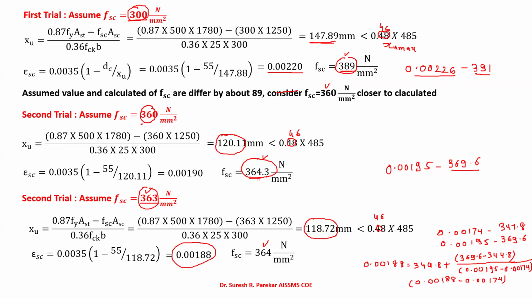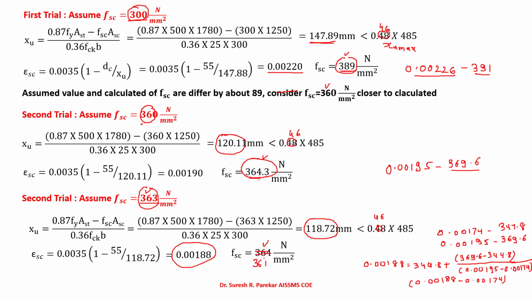So 369.6 minus 344.8, divided by 0.00195 minus 0.00174, multiplied by 0.00188 minus 0.00174, plus 344.8, and it comes 361.33 actually. So we have to take it as 361. So this should be 361.